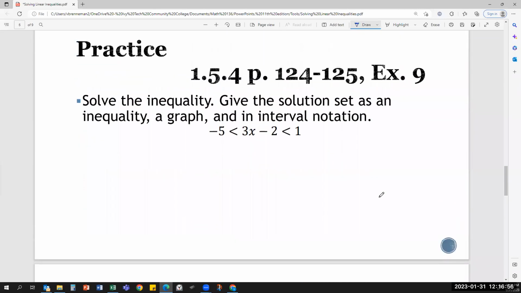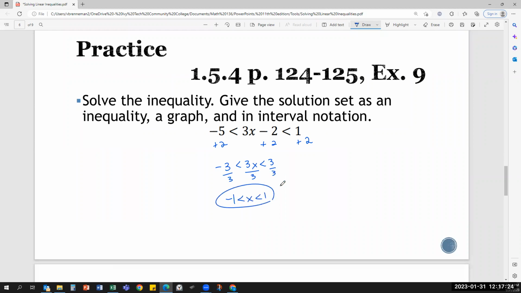All right, next example, now with a combined inequality. I'm still wanting to isolate x on the part that has x in it, so I'm going to add 2 there, and that means I have to add 2 on the far right and on the far left. I now have -3 is less than 3x is less than 3. And I can now divide all 3 parts by 3. And I get -1 is less than x is less than 1.